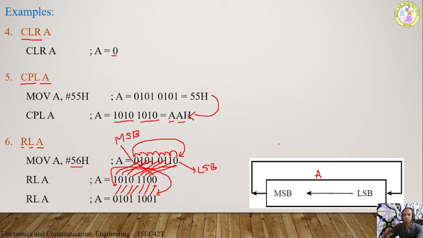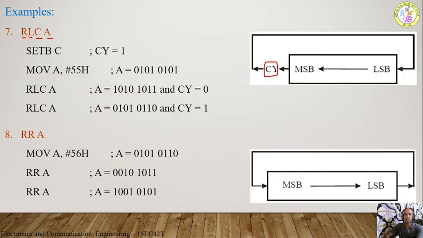MSB bit will directly go to LSB, whereas in the RLC, that is rotate left along with the carry accumulator register. So as per this diagram, MSB bit will come to carry and the carry bit will go to LSB, and all the bits are rotated left by one time.